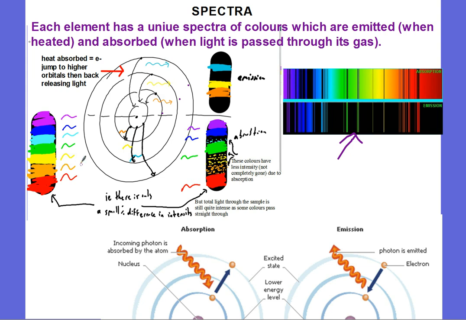By the same token, if instead of heating, we shine light through gaseous atoms, they're not bound to any other atoms, there's no bonding going on, there's just single atoms. If we shine light into this atom, the only colours of light the atom can absorb are the colours that exactly correspond to an electron jump.